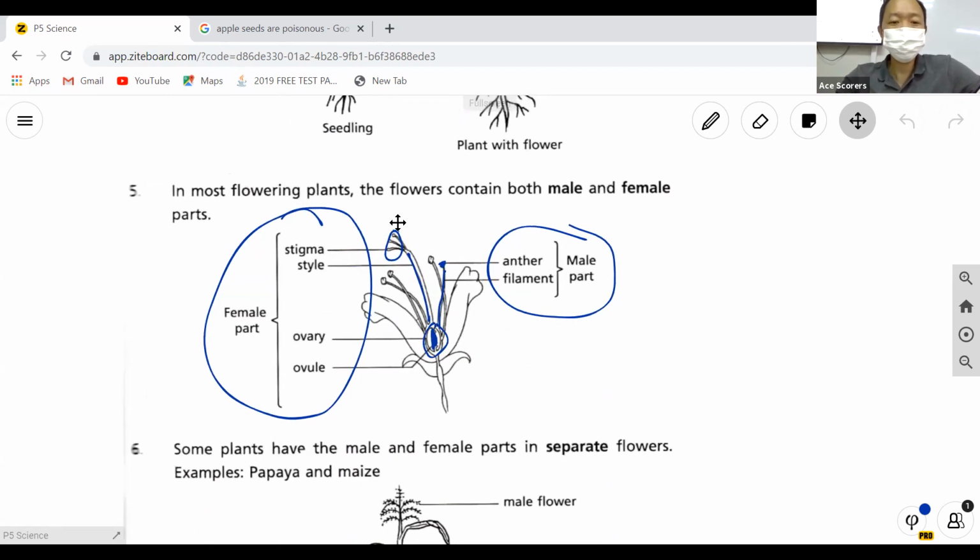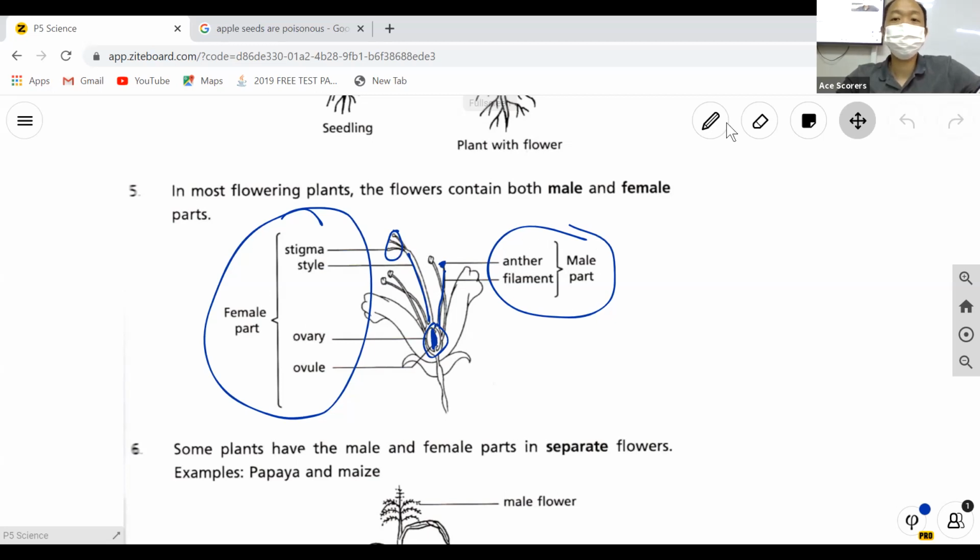So for a flower, there are two parts, right? The male part and the female part. The male part is the anther and the filament. The female part is the stigma, style, ovary, ovule. Okay. Now I'm going to cover this, and you're going to tell me. We need to memorize. Okay.